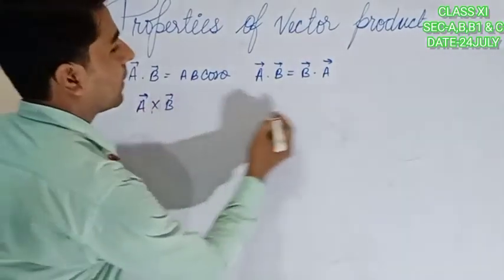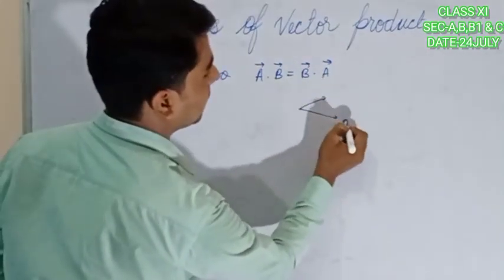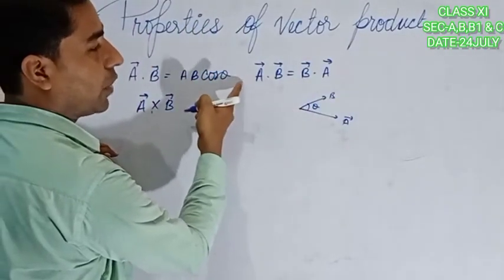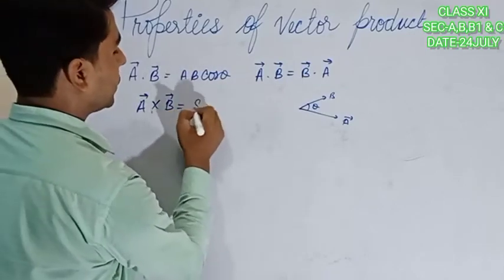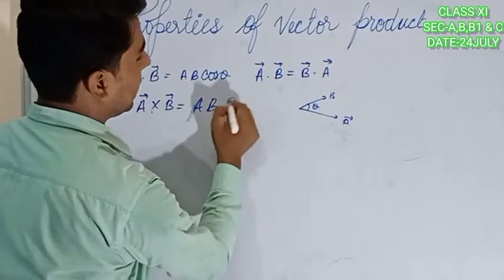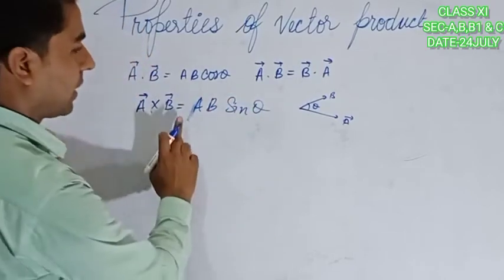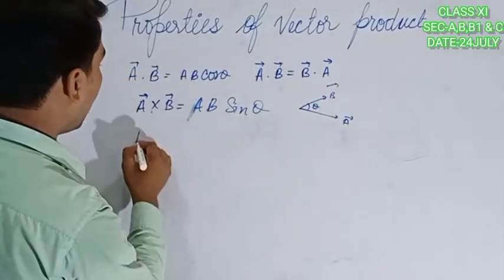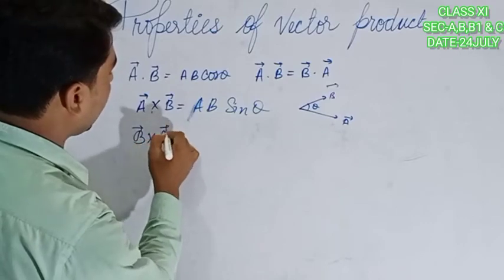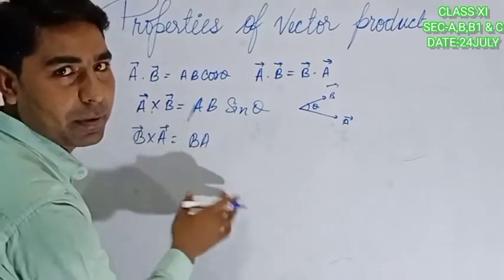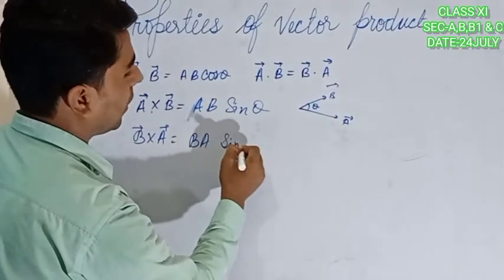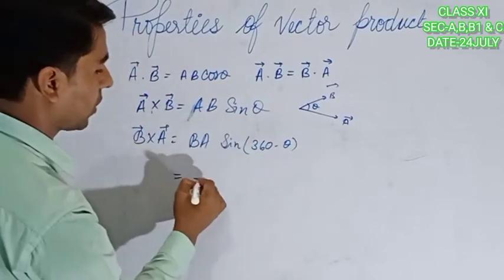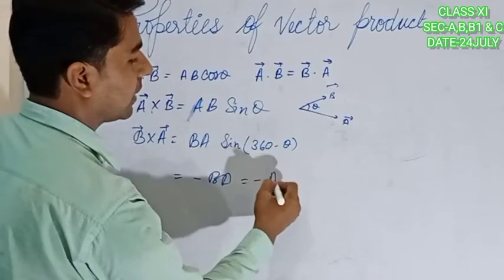So first I am going to write, suppose this is vector A, this is vector B. This is theta. The same applies here as for the dot product. So this will be AB sin theta. Vector A cross vector B is what? AB sin theta, the angle from A to B. Now vector B cross vector A will be equal to what? BA or AB, because it's just a magnitude, sine, now what will be the angle here? 360 minus theta. And sine 360 minus theta is what? Minus BA, or you can say minus AB.